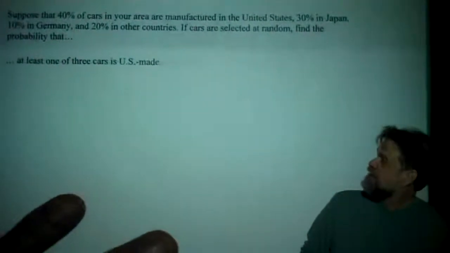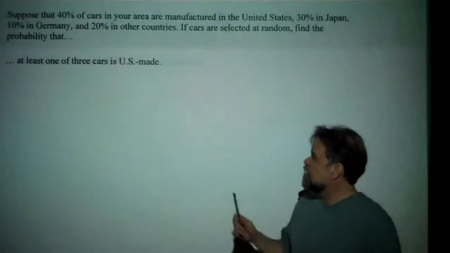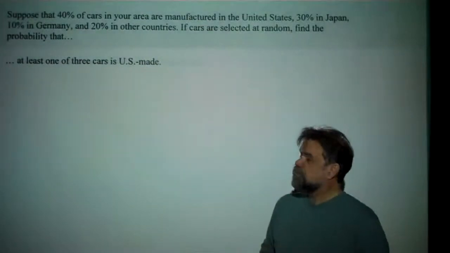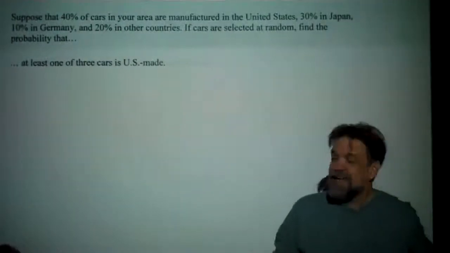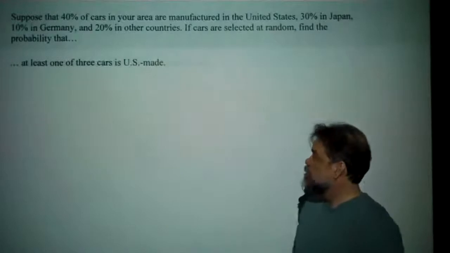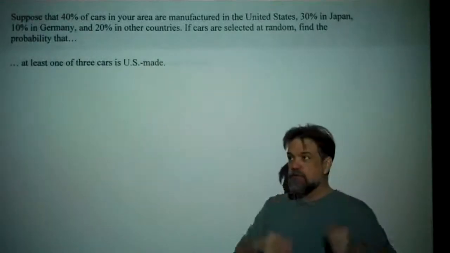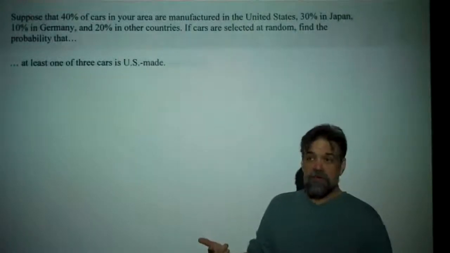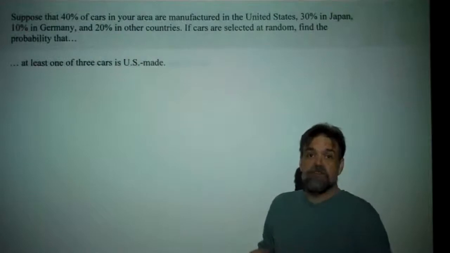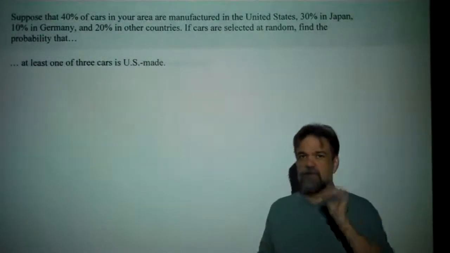What's the probability that at least one of three cars is U.S. made? Okay? Now, what does at least one mean? Well, it means one out of, again, I'm looking at groups of three cars. So one of the cars could be U.S. made, or two of the cars could be U.S. made, or possibly all three could be U.S. made. The only thing that doesn't fit this description is zero cars are U.S. made.